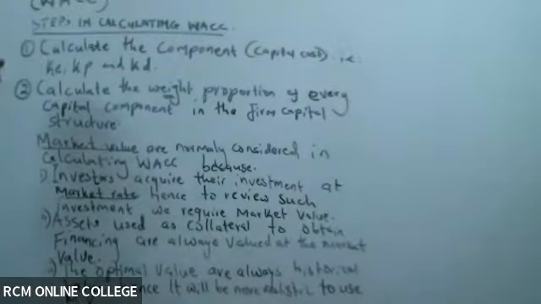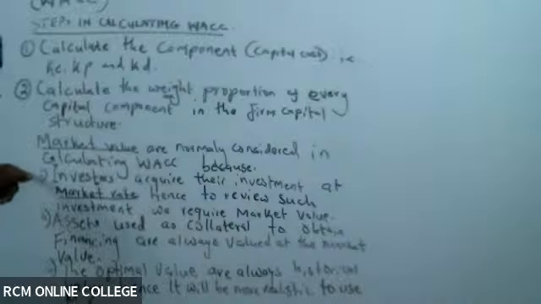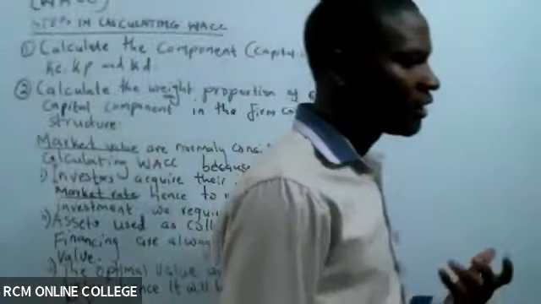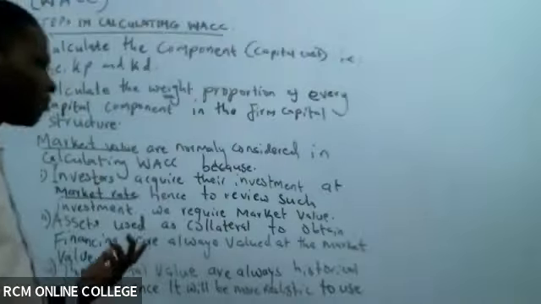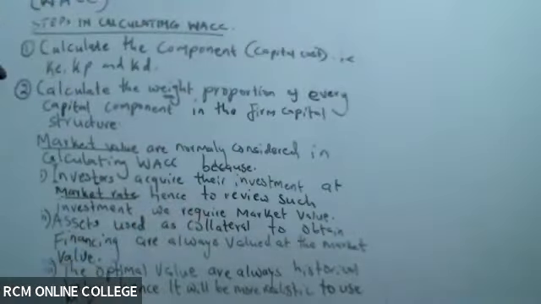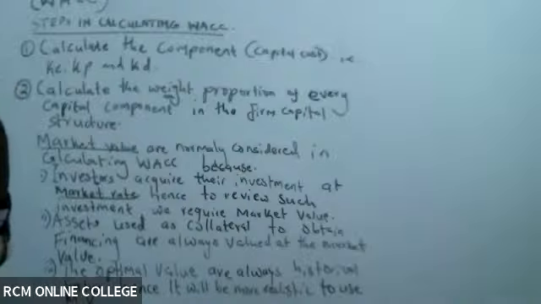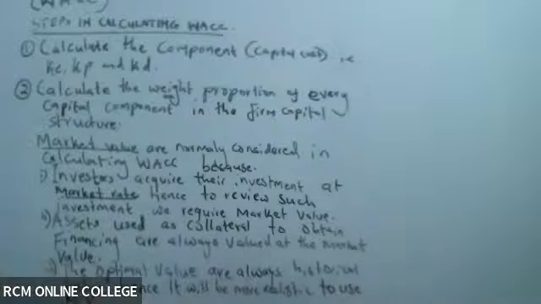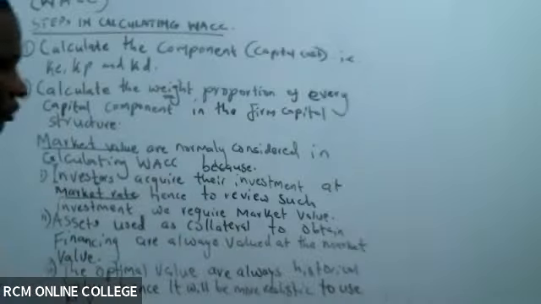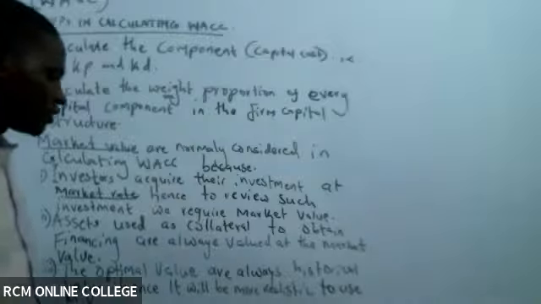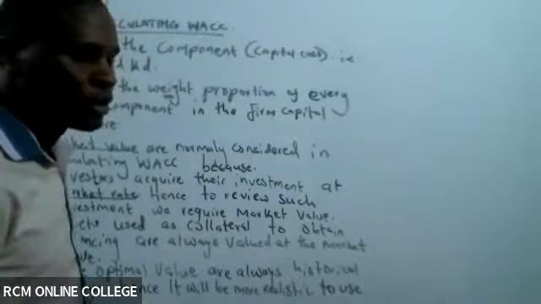So class, the three are important. Wakati mwingine examiner atapatia theory 3 marks or 4 and ask you, why is market value used when calculating the WACC? Tell the examiner, because one, investors acquire those investments at market rate. Then the assets used as collateral to obtain finance are always valued at the market price. And then the book values are always historical values, and hence it will be more realistic to use market value.